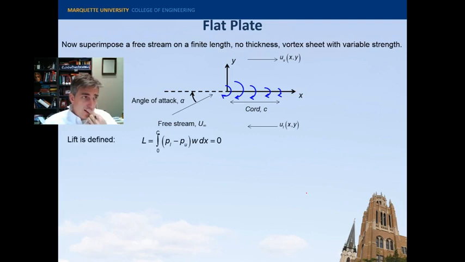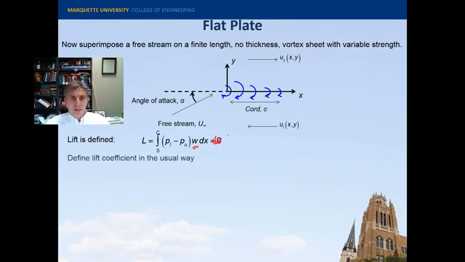So if I want to calculate the lift, then the lift is just the integral of the pressure from the upper and lower, right? You just sum up the pressure difference between the upper and lower portion of the plate times the width of the plate, and that'll give me the lift. This should not be set equal to 0 because we're going to get some lift here.